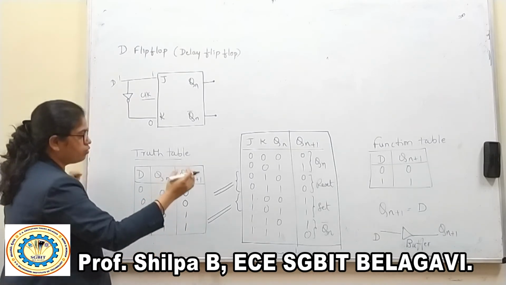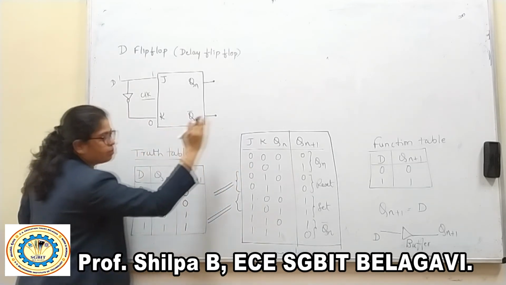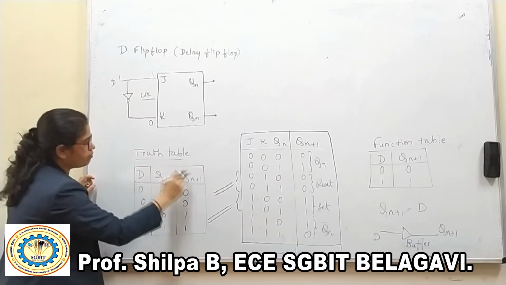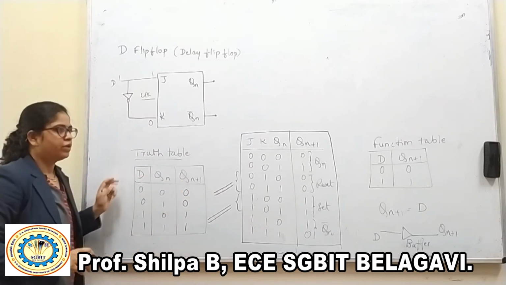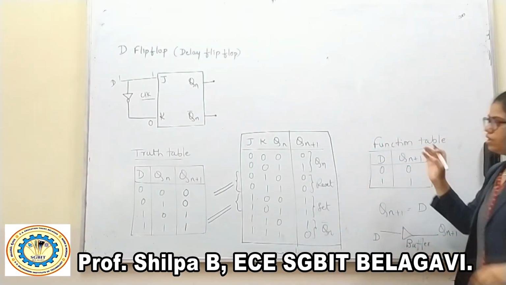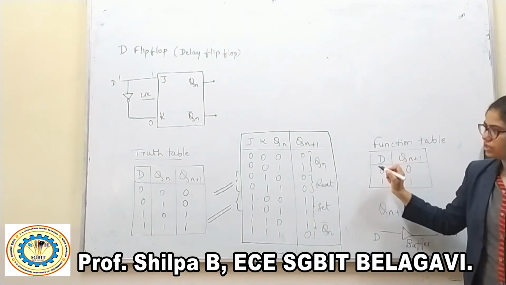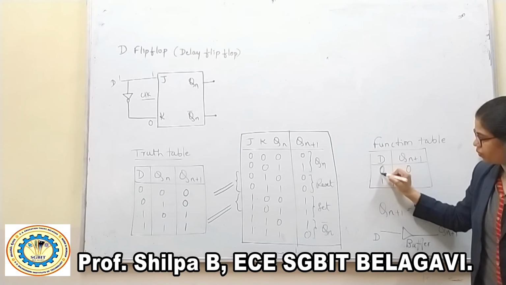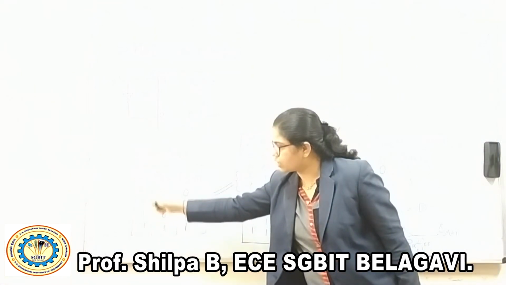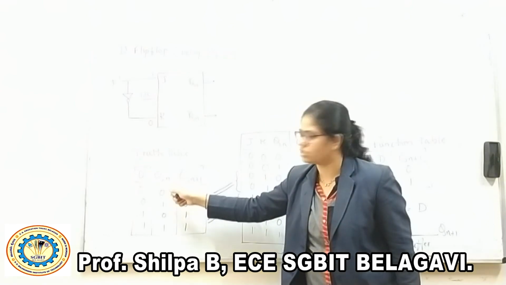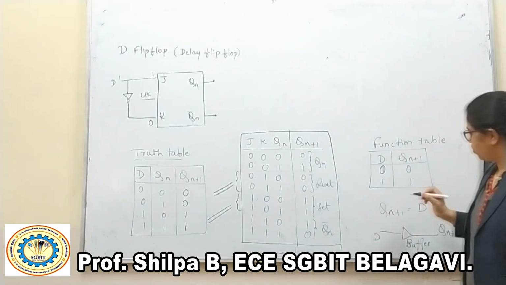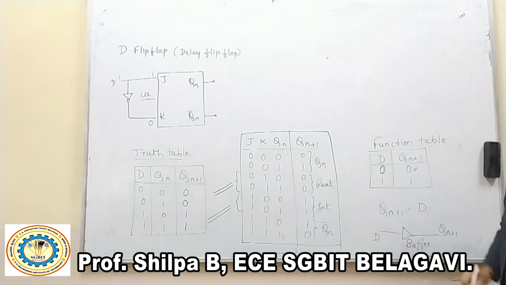So this is how we are going to construct the D flip-flop with the help of JK flip-flops. Once you come up with this truth table for the D, how do we construct the function table? Look here. Whenever D is 0, what output are you going to get? In both conditions, whatever the previous state, 0 or 1, the present state output is 0.